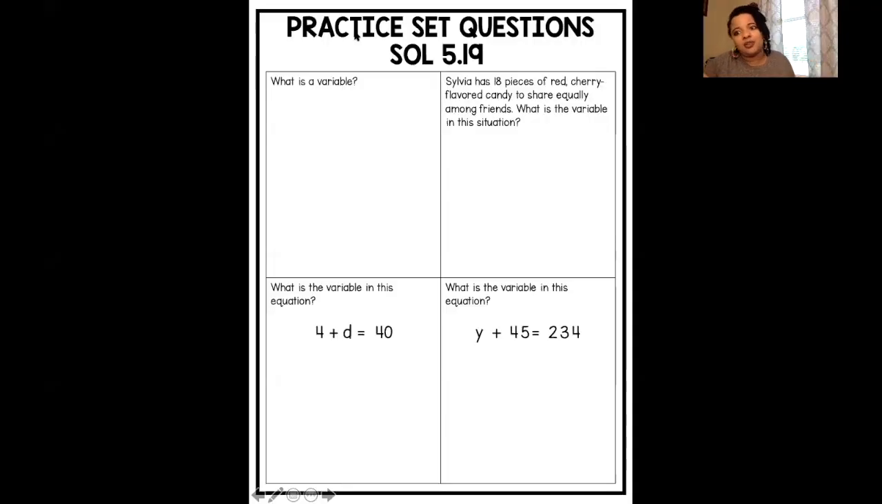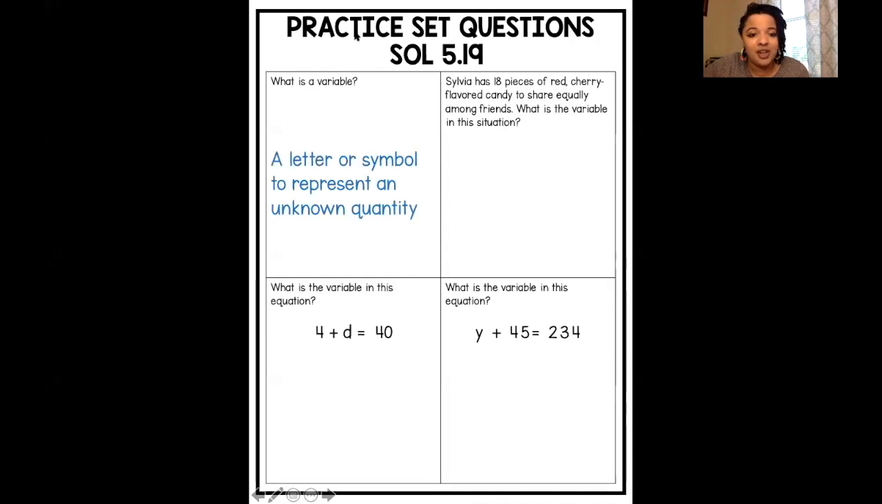All right, let's go over our practice set questions. The first question asks, what is a variable? Well, a variable is a letter or symbol to represent an unknown quantity. Next question. Sylvia has 18 pieces of red cherry flavored candy to share equally among friends. What is the variable in this situation? What is that thing that we don't know? It is the number of friends that she's sharing with.